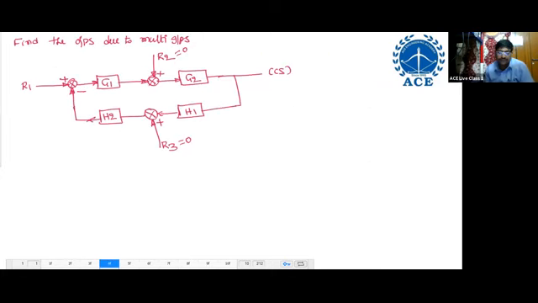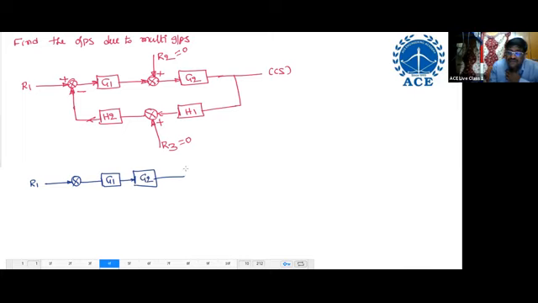Next. Come on. If R2, R3 make it 0, then how is the diagram? The diagram is R1, summing point, here G1. Now here the summing point is eliminated, na? R2 0 means, that means here G2. R2 0 means no summing point. This is eliminated. No signal, only one signal. Directly we can connect to G2.